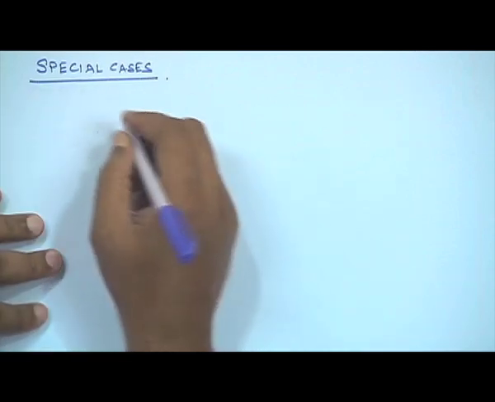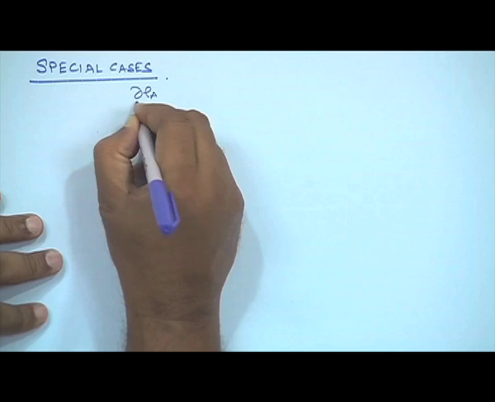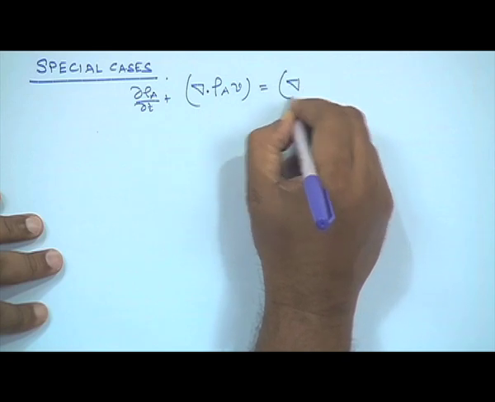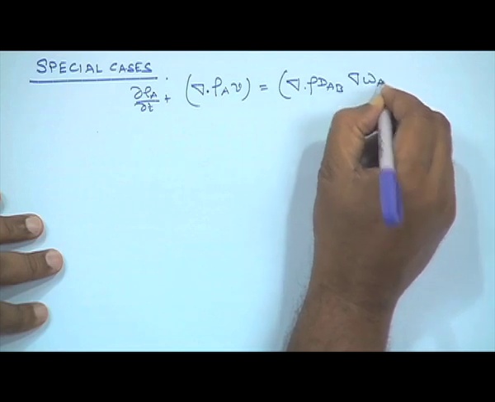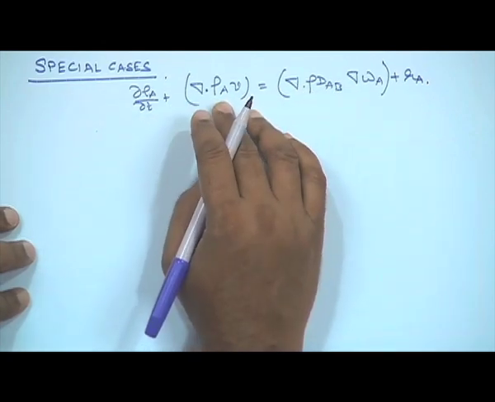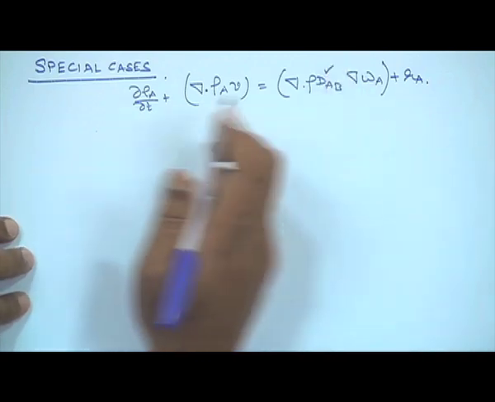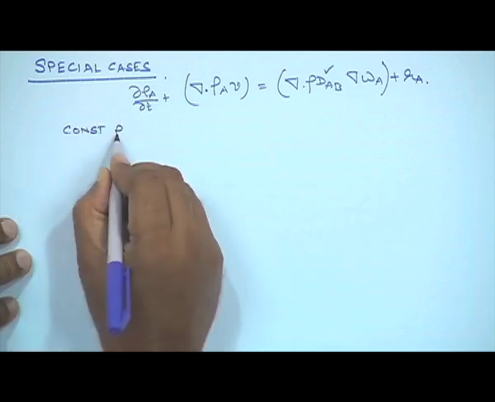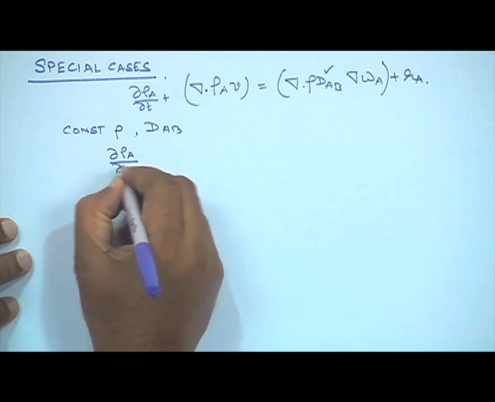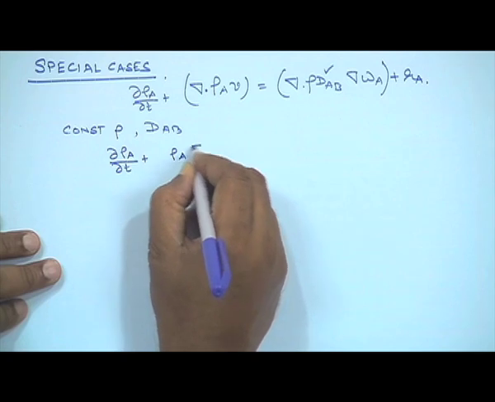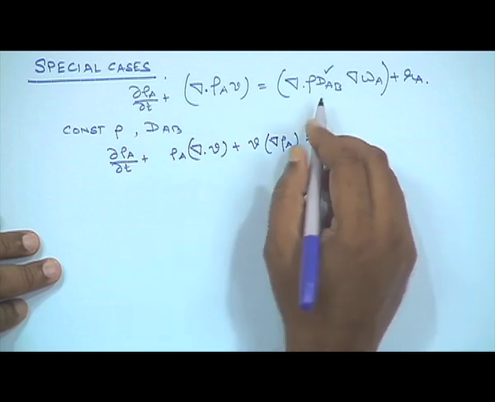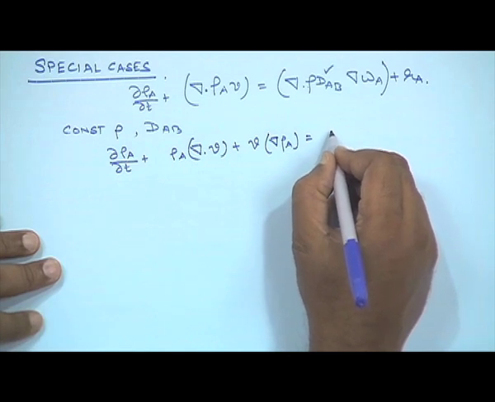The first equation that we have written, del rho A by del t plus del dot rho A V, is equal to del dot rho dAB times the del of the mass fraction, plus R A. If I expand this term and assume that dAB is a constant, for the case of constant total mass concentration of the solution and constant dAB, this expression would simply be del rho A by del t plus rho A times del dot V plus V times del rho A. And since dAB and rho both are constant, they can be taken outside.